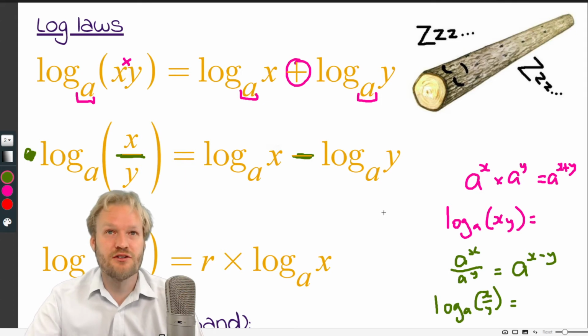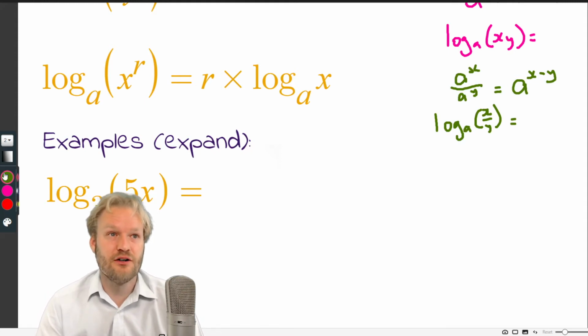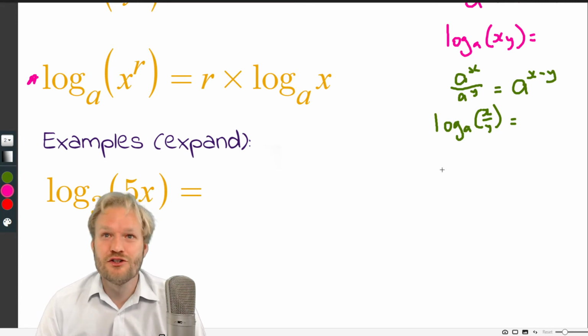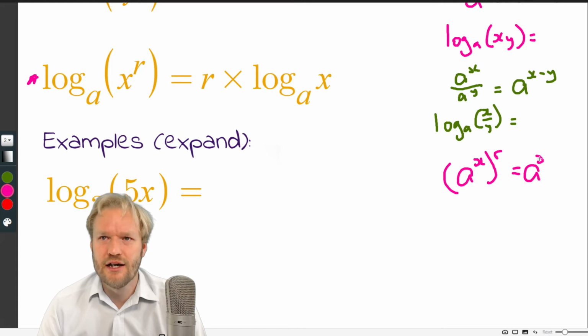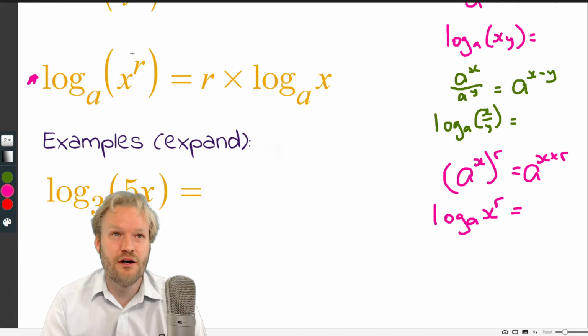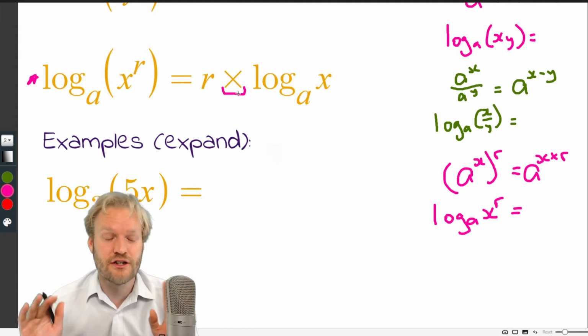And finally, our last log law is log base a of x to the r, raising to a power. So let's think about this in exponent land. If we had a to the power of x and we raised it to another power, we'd have gone, oh, well, the base stays the same and we multiply our exponents, x times r. So in log land, when we take log of base a, still base a, x to the r, well, we're raising a power to a power, so we multiply. Log laws are not given to you on the formula sheet. You need to remember those three.